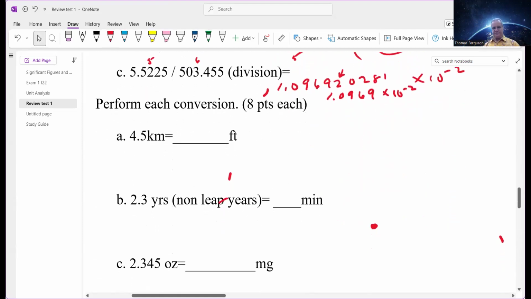Okay, conversions, kilometers to feet. The easiest way to do it is to go kilometers, meters, centimeters, inches, feet. That would be one way, probably the way I would suggest.